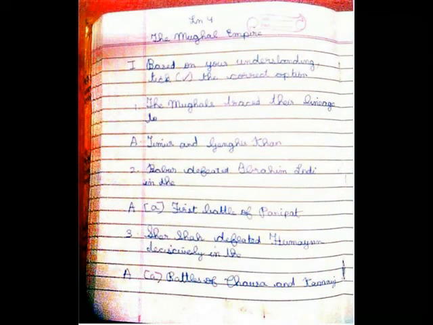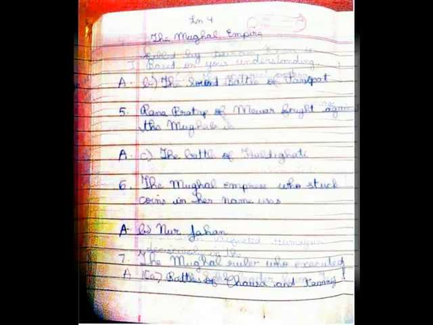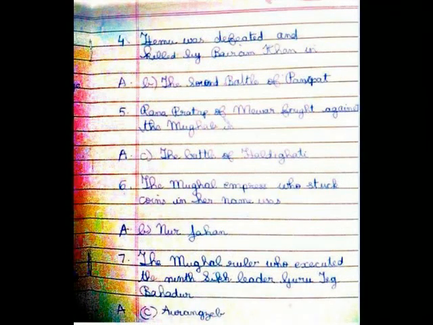The Mughals traced the lineage to Timur and Genghis Khan. Babur defeated Ibrahim Lodi in the Battle of Chausa. Sher Shah defeated Humayun decisively in the battles of Chausa and Kannauj. Hemu was defeated and killed by Bairam Khan in the Second Battle of Panipat.